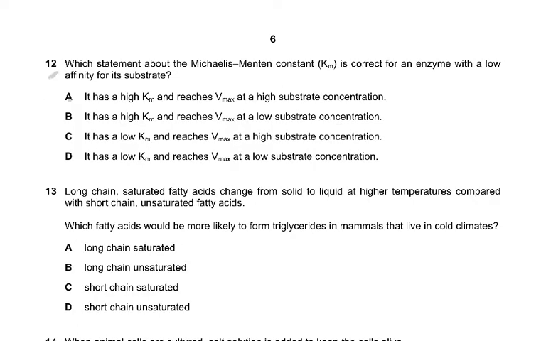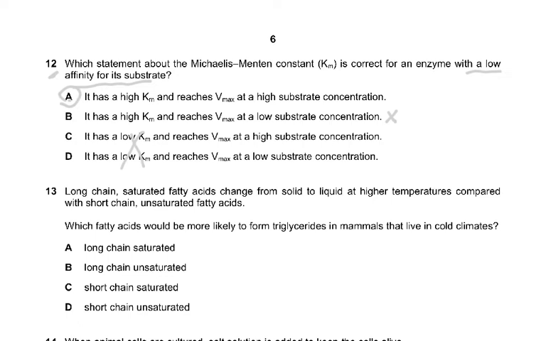Now, coming to question number 12, which statement about the Michaelis-Menten constant is correct for an enzyme with a low affinity for its substrate? It has a high Km and reaches Vmax at a high substrate concentration. That's correct, but why are the others wrong? It has a high Km and reaches Vmax at a lower substrate concentration. This is where you didn't know. Low Km was all wrong because low affinity means high Km. So it's an inverse relationship.